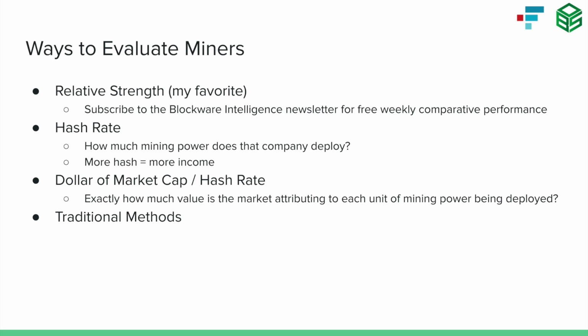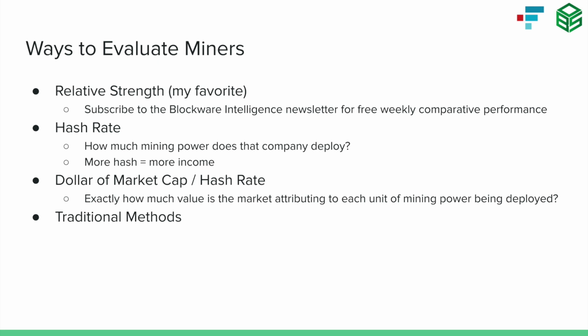Another way we can evaluate miners is by looking at their hash rate, right? So how much mining power is that company deploying into the network? And obviously, unless you don't fully understand Bitcoin mining, by putting more hash into the system, you're essentially creating a higher opportunity to create revenue. So just by looking at hash rate, we can see exactly how much mining power that individual company has.